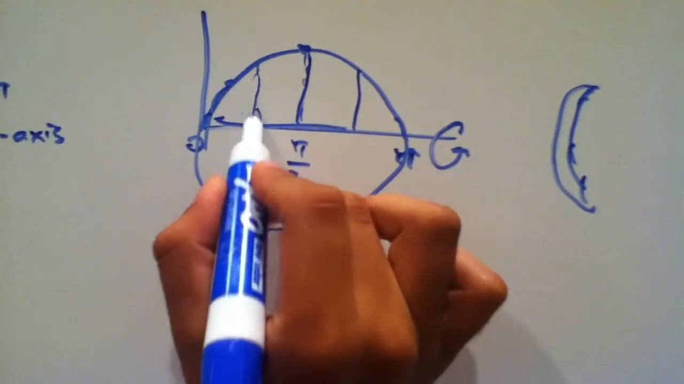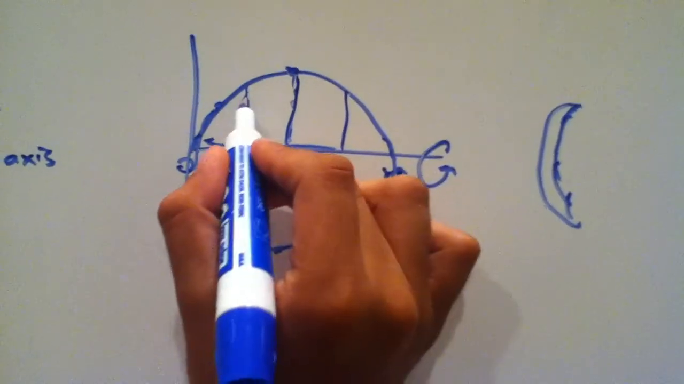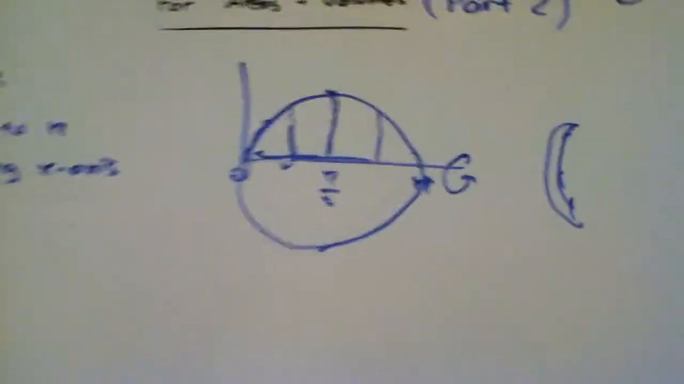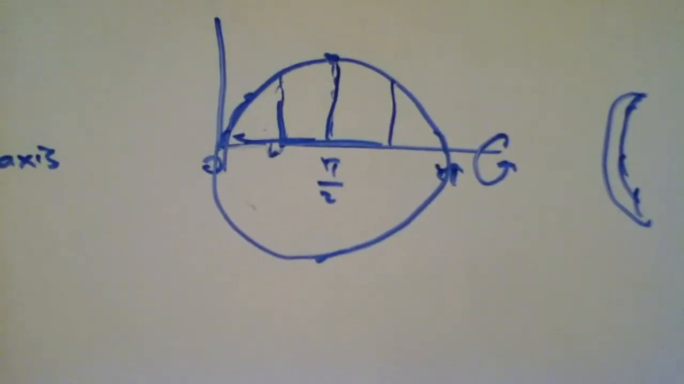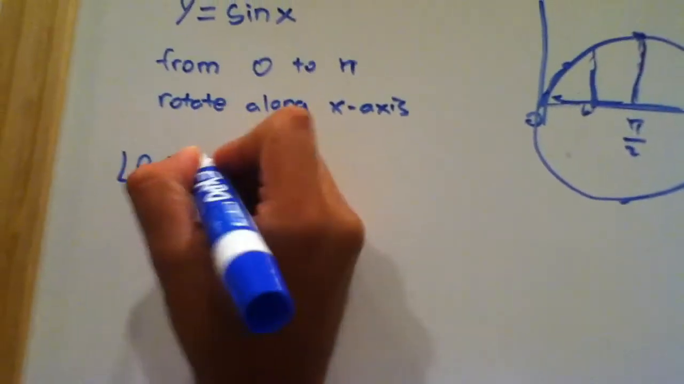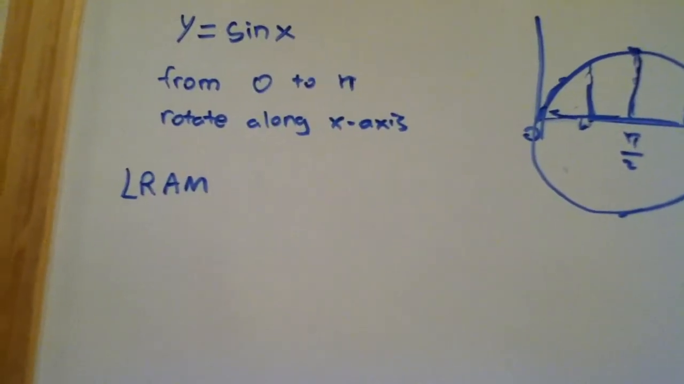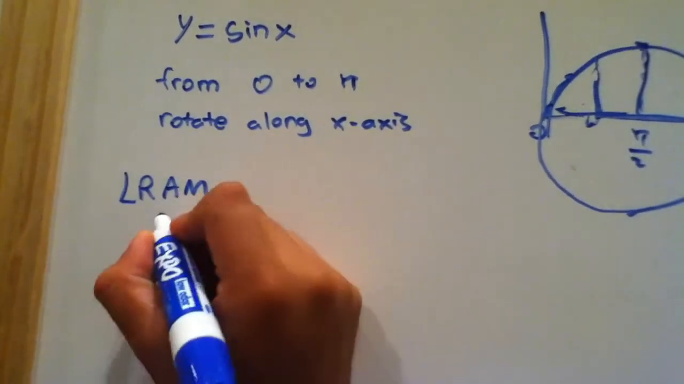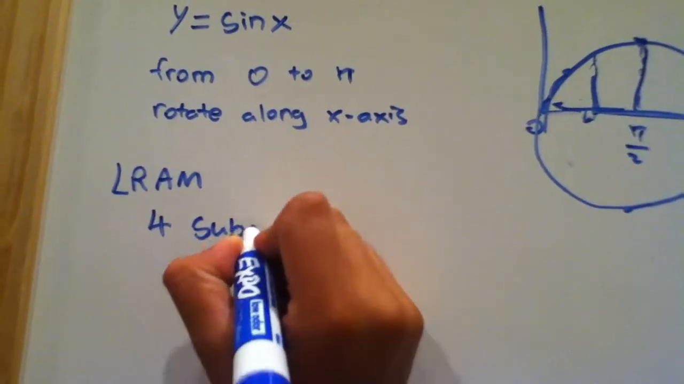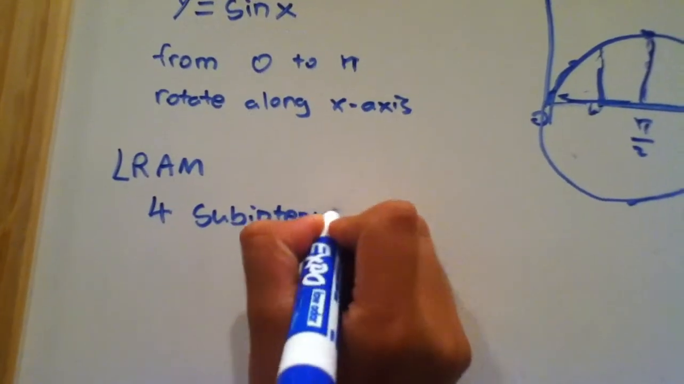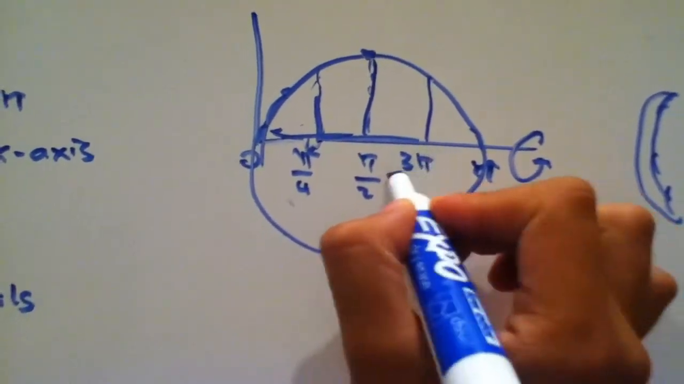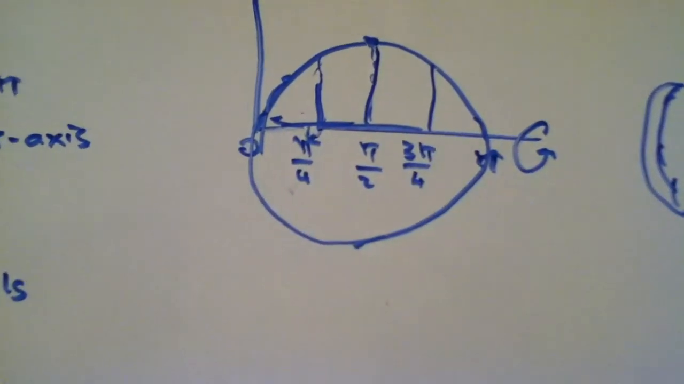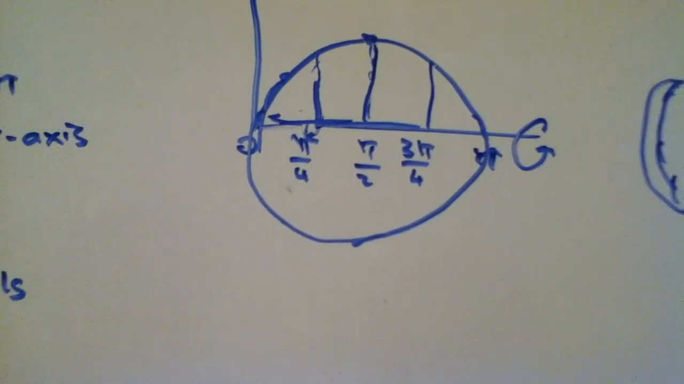So let's set some guidelines for how we're going to do this. We're going to use the left-hand approximation method, and we're going to split it up into four subintervals. So this is how we're going to do it. Now we have the 4 subintervals: 0, pi over 4, pi over 2, 3 pi over 4, and pi, as shown there. And we're going to rotate this again.